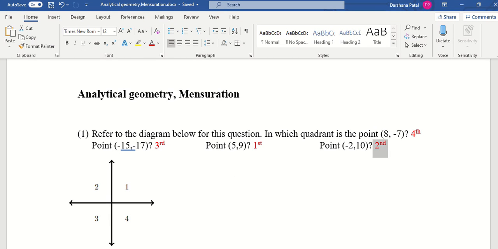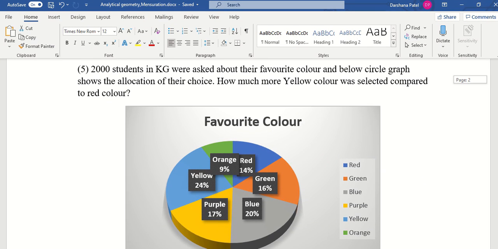Now for this one, we are told 2000 students in kindergarten were asked about their favorite color, and the circle graph below shows the allocation of their choices. How much more yellow color was selected compared to red color? So we clearly see that 24% of the students selected yellow and 14% of the students selected red. Here the actual colors do not matter, they're just the colors created by the graph. Red here is represented by the blue area, the green by the orange area, and so on.